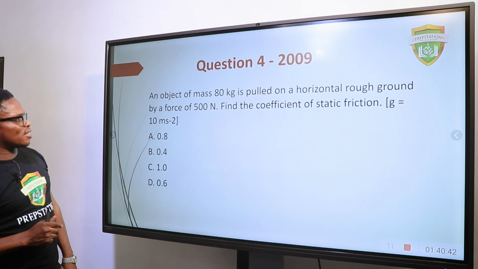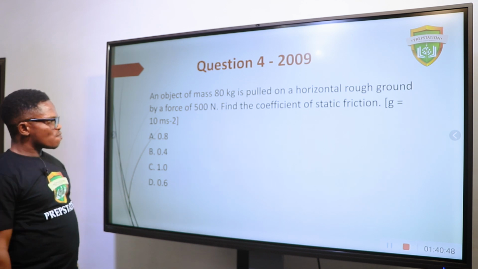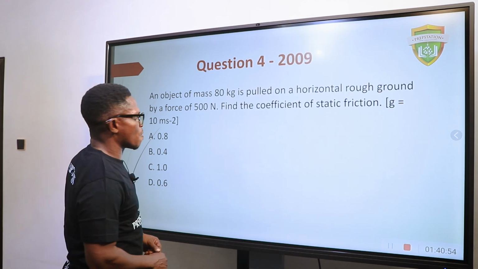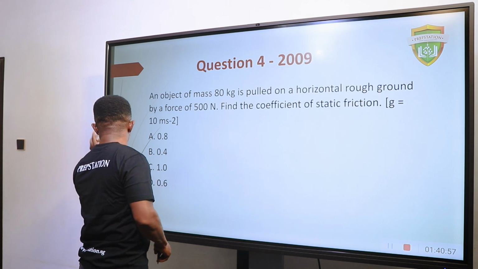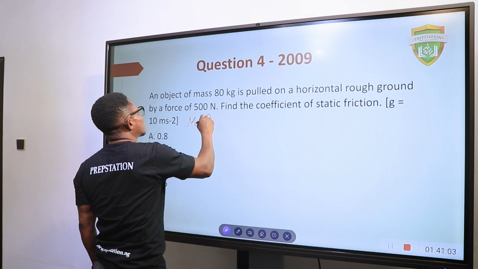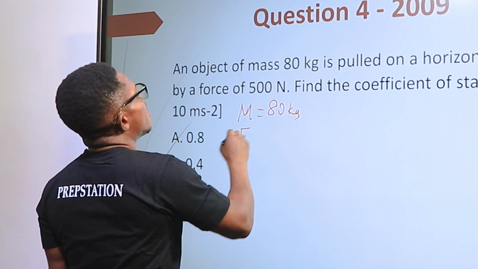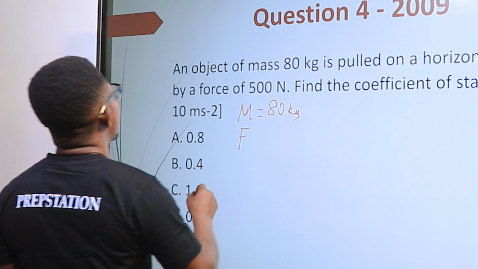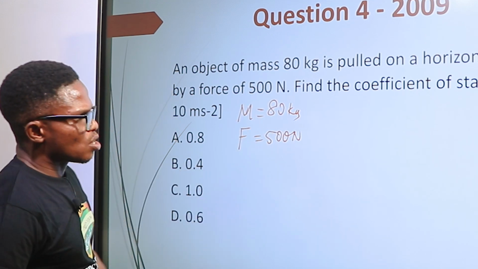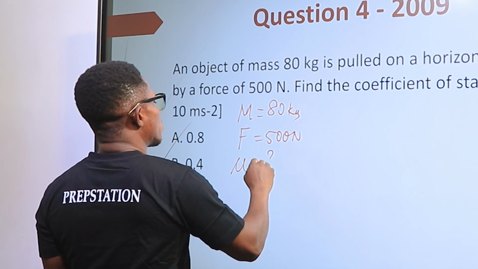Now, an object of mass 80 kilogram is pulled on a horizontal rough ground by a force of 500 Newton. Find the coefficient of static friction. Okay, so as usual, let's get our parameters from the question. What do we have? We have mass as 80 kilogram. And what else? We have force F as 500 Newton. And what else? We are looking for coefficient of static friction, mu subscript s, question mark.